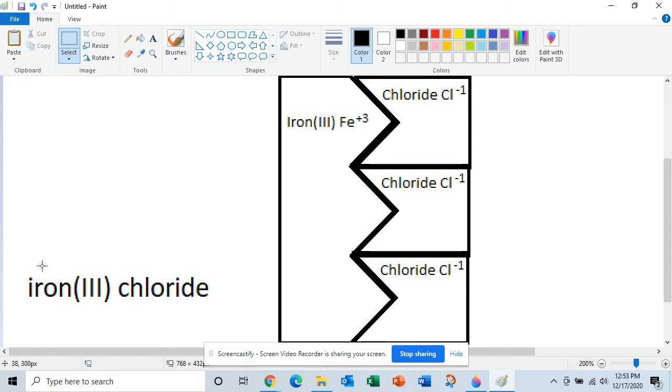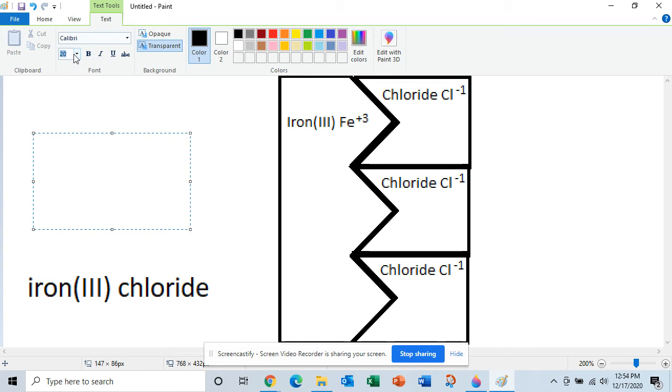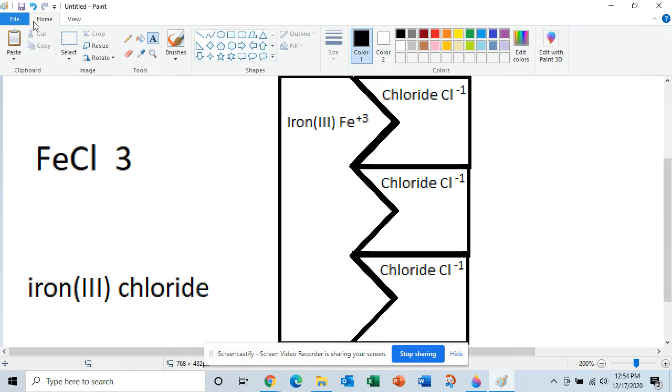And so what that tells me is that for a compound with this name, iron 3 chloride, with a plus 3 ion and a -1 ion, the ratio has to be 1 to 3. I need one of these guys and three of these guys. And so therefore, that tells me that the formula for this compound would be FeCl3. And I'm going to go ahead and make that 3 a subscript here to make it look proper. There we go. So this would be the correct formula for iron 3 chloride.